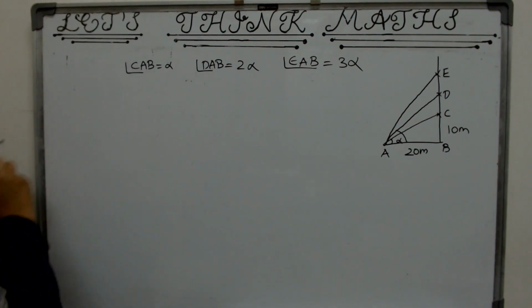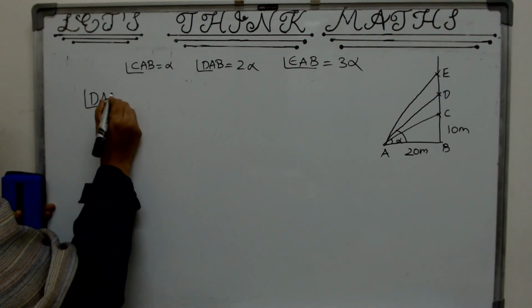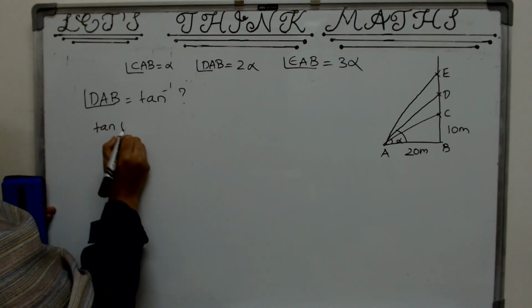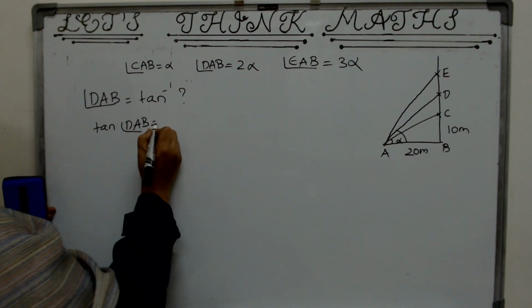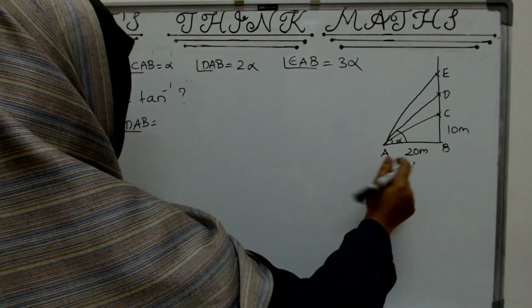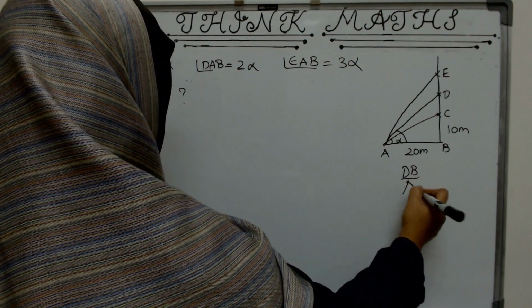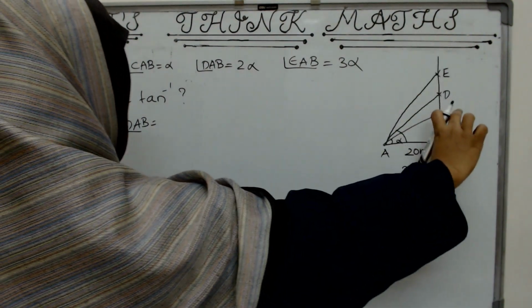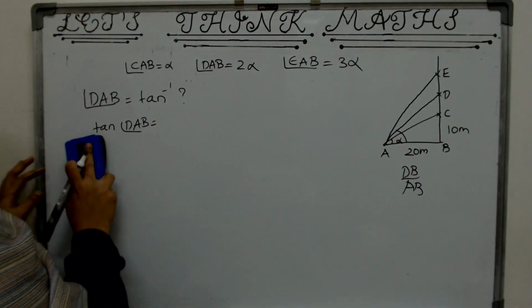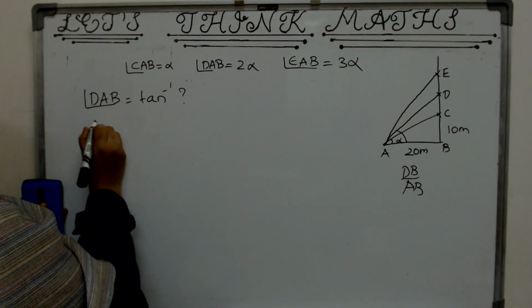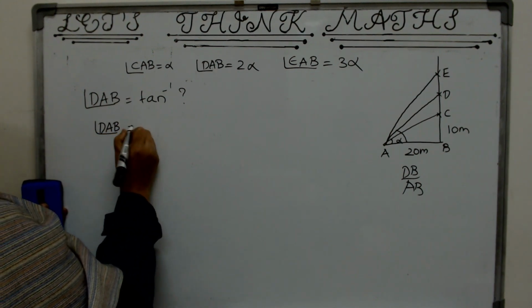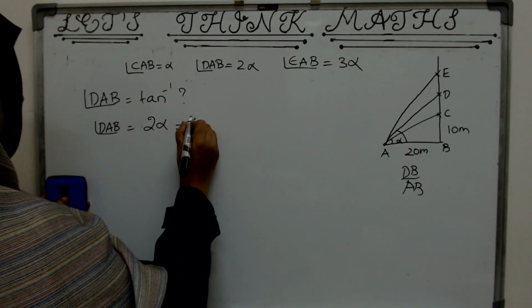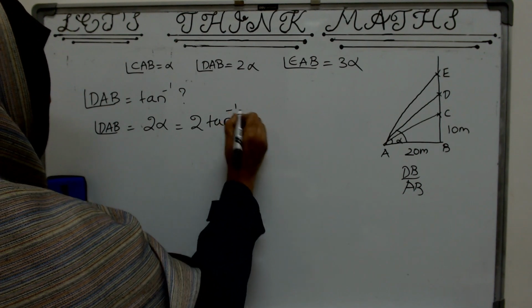What is the second question? The second question is DAB is tan inverse of what? Now tan DAB is what? How do we do it the usual way? Opposite side by adjacent side. That is DB by AB. AB is good, but we have no idea what DB is. Only this much we know. So we cannot use this formula. But then what else do you know about DAB? It is equal to 2 alpha. And what is alpha? It is tan inverse of half.